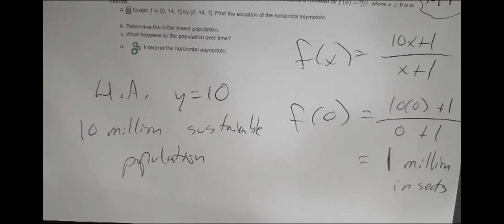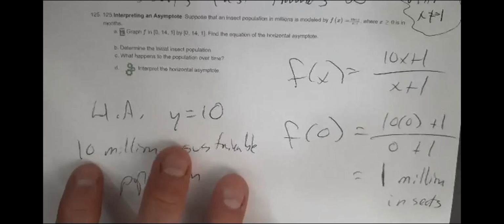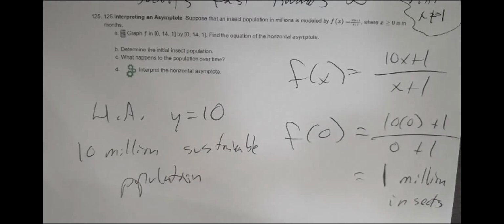So what happens to the population over time? We answer that: it goes up, and it goes up at a slower rate as we go on. Any questions about this thing, about what they're getting at here?